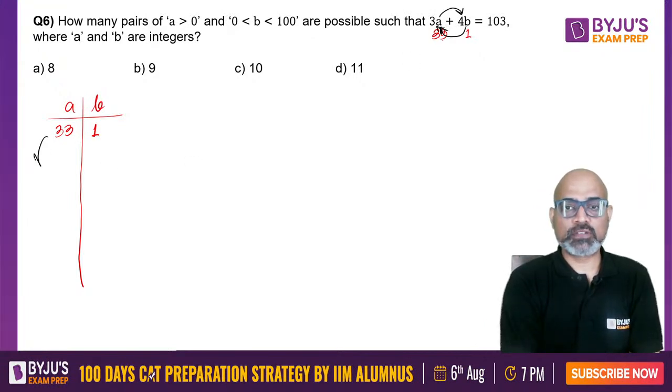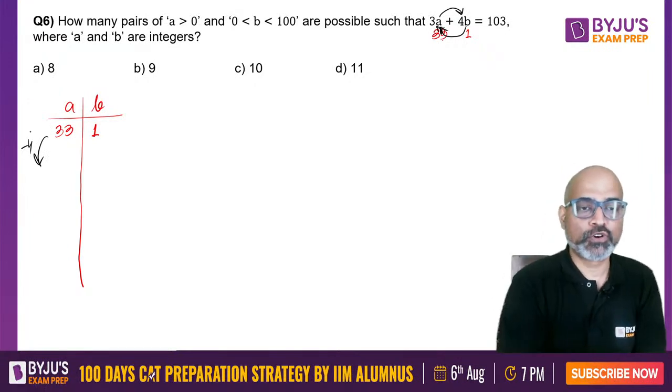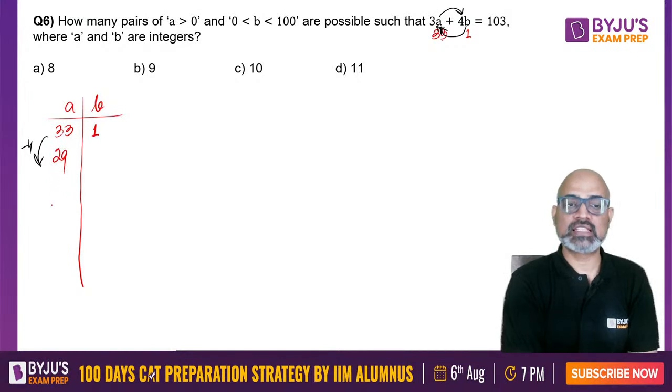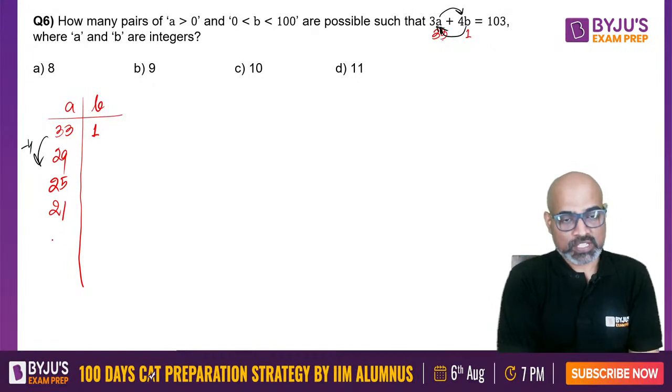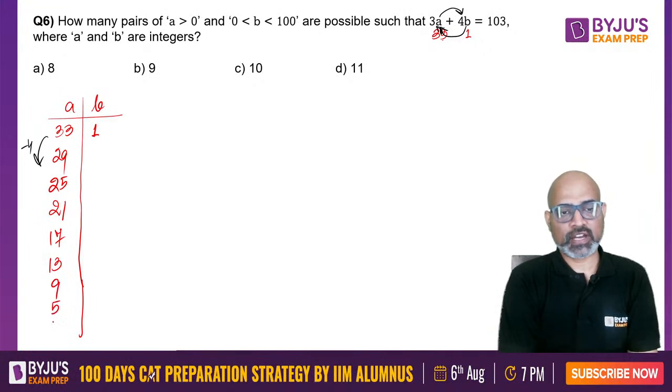A is going to change by 4, so let's subtract 4 here now. If we subtract 4, you will have 29. Again subtract 4, you will have 25. Again subtract 4, you will have 21. Subtract 4 and you will have 17. Subtract 4 and you will have 13, right? Subtract 4, you will have 9, then 5, and then 1.